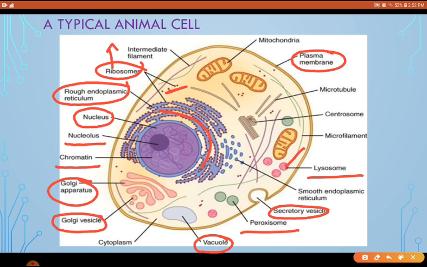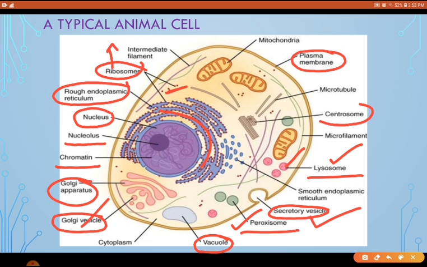These are the secretory vesicles. If the secretions are produced in the Golgi vesicles, if these are required by the cell itself, these are used in the form of lysosome or peroxisomes. But if these are not required by the cells and these have to transport to other parts or the other organs of the body, so these are released outside in the form of secretory vesicles.